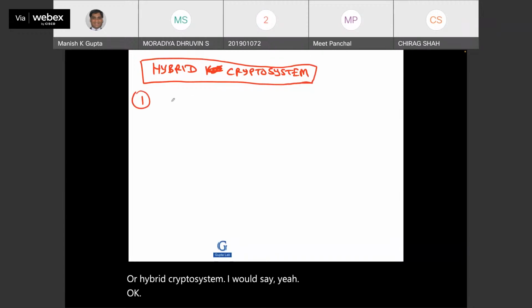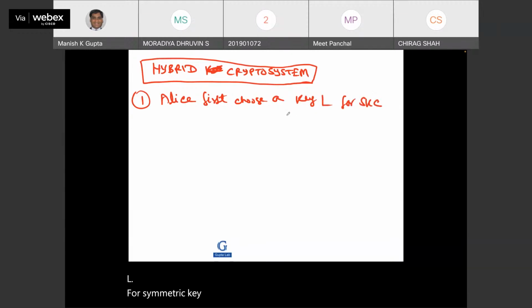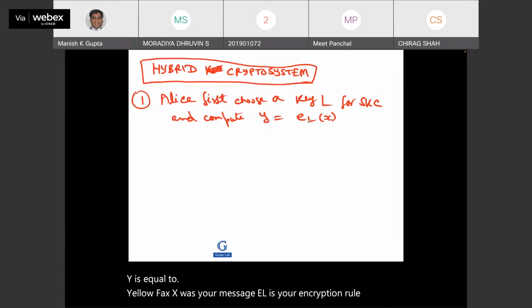So what happens? It's a two-step process. Alice first chooses a key L for symmetric key cryptography and computes y is equal to EL of x. X was your message, EL is your encryption rule, which is based on the key L.